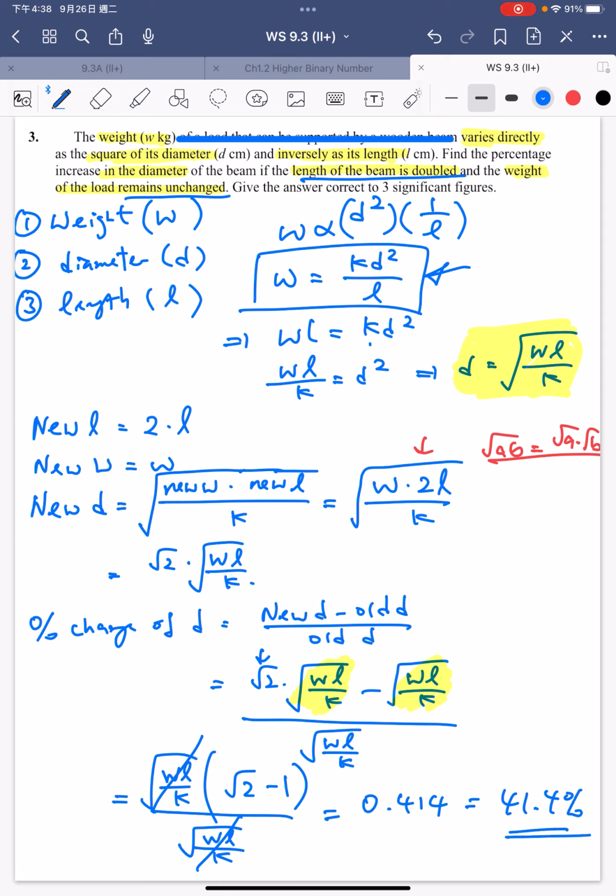It's a little bit hard because in the first place, you need to get the relationship between W, K, D, and L. Sorry, K is the constant. So we have a relationship between W, D, and L.